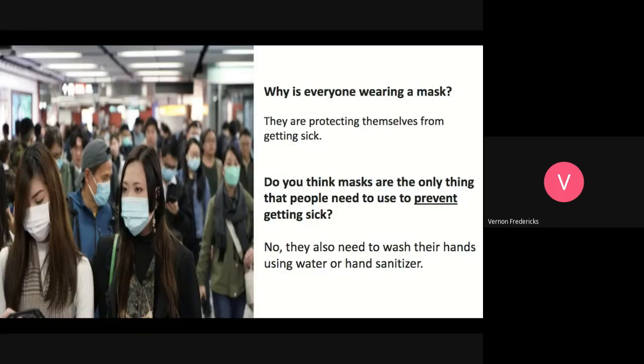Okay, when they go shopping, they need to put on their mask and they need to wear their gloves. When they come home, they need to change their clothes very quickly. So these are all the things helping us or preventing us from getting COVID.